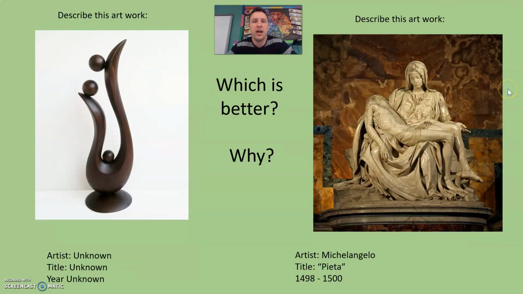So we've already kind of described an abstract work versus a realistic work, or specifically a painting. But here we have two sculptures. One is a famous sculpture by the artist Michelangelo. It's entitled The Pieta, and it was made around 1500. And then on the far left, we have an unknown artist, and it really is unknown.